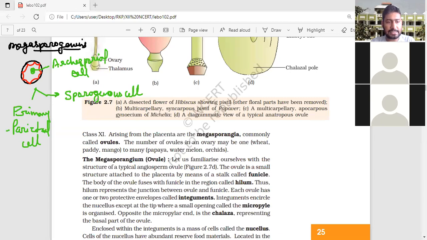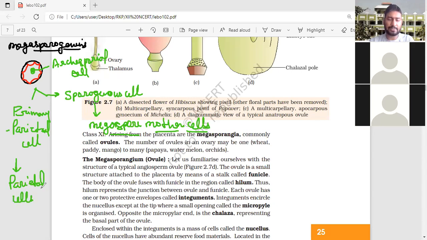Now, sporogenous cells are going to form the megaspore mother cell. And the primary parietal cells are converted into the parietal cells. Now, this megaspore mother cell again will perform the meiotic division. That means it will undergo the meiotic division.